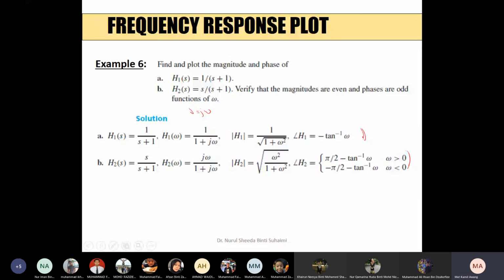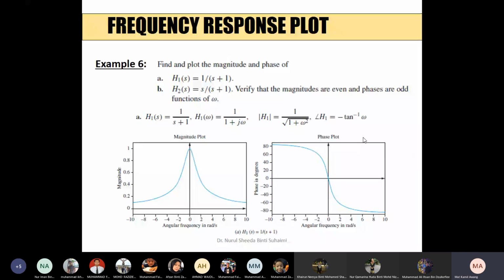So how do you plot that? This is the plot. For this one, the bottom becomes 0 when omega is equal to 1, in terms of frequency.